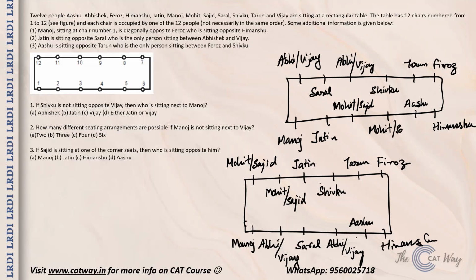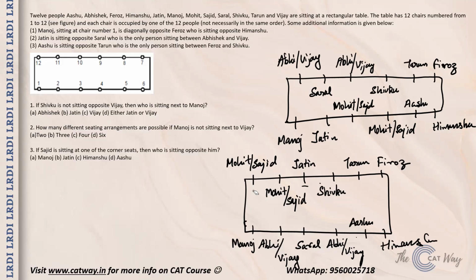Okay. So now we have our 2 possible cases. Now both these possible cases will result into more number of cases. How? See, let's say Sajid is over here and Mohit is over here. In that case, we have two cases, that is Abhi can be here or Abhi can be here. So we get two cases if Sajid is over here, right?